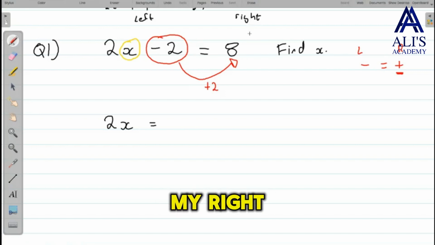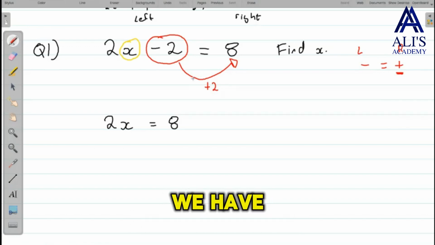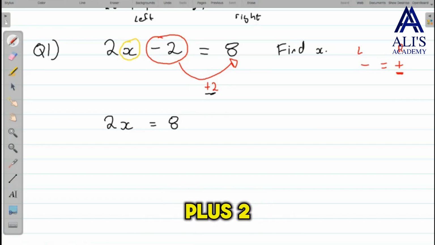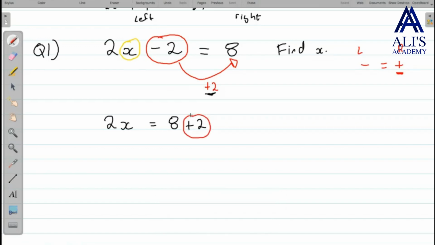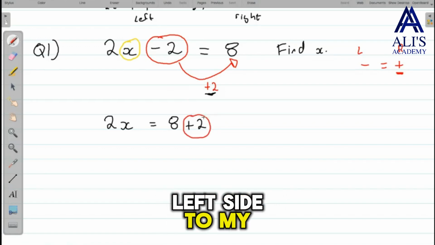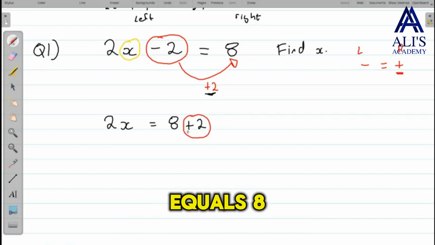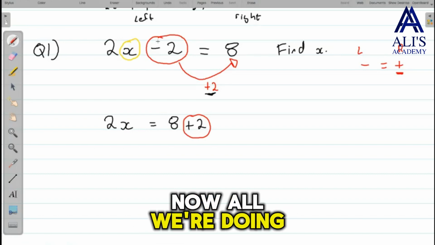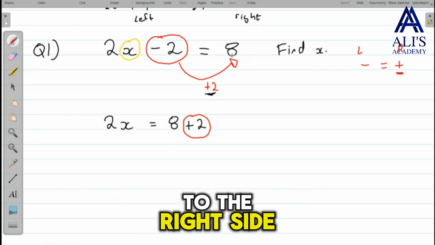What is left on my right side? I've got my 8. Again, I didn't do anything to 8. The only addition that we have is this +2 that came from the left. This +2 is the thing I moved from my left side to my right side. Okay, do you understand how it's 2x equals 8 + 2 now? All we are doing is moving the -2 from the left side to the right side.